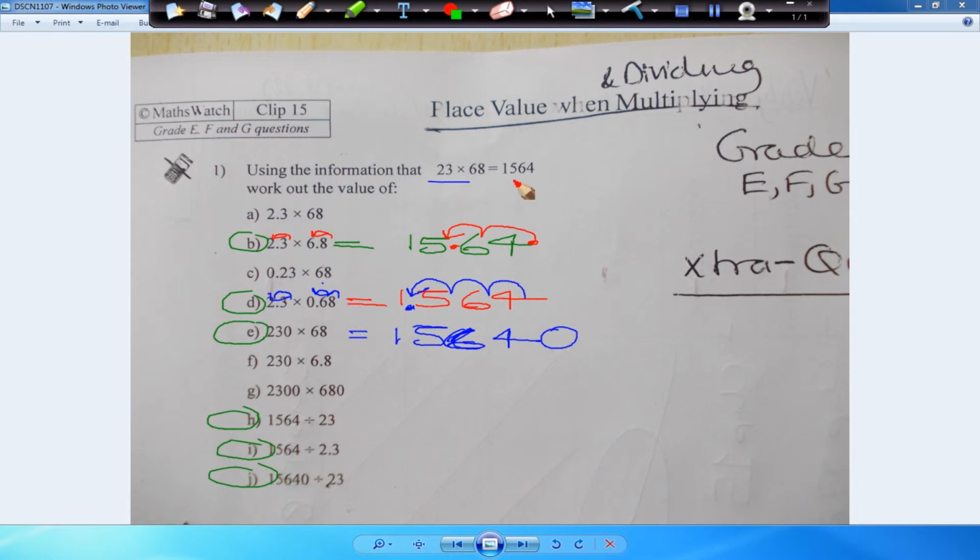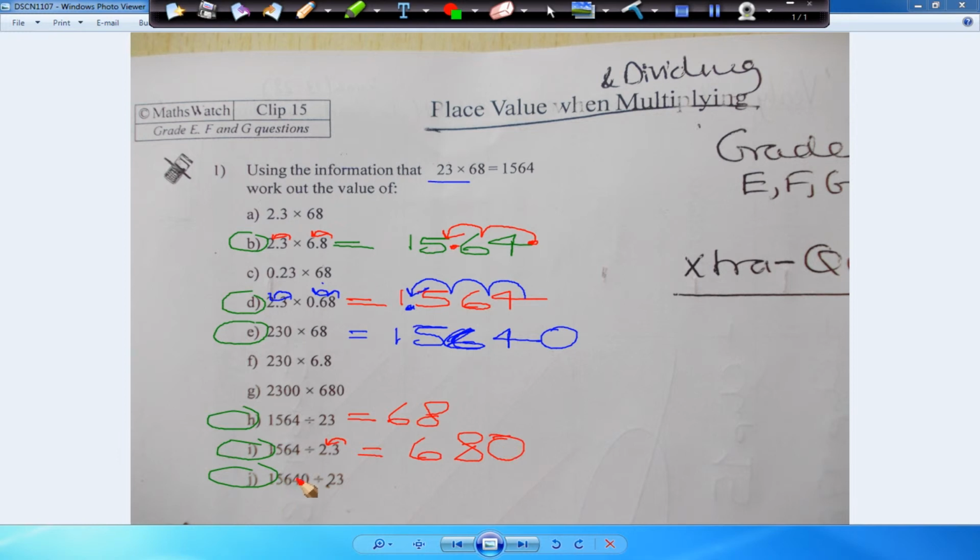Next one, 1564 divided by 23. Now, here's the original value. So in this case, what happens? Nothing. Have you changed anything? Nope. 68 is the answer, finished. Next one. What's happened is the 23 has become 2.3. The number that we divided by, if that becomes 10 times smaller, the answer becomes 10 times bigger. So 680, rather than becoming smaller, becomes 680, 10 times bigger.